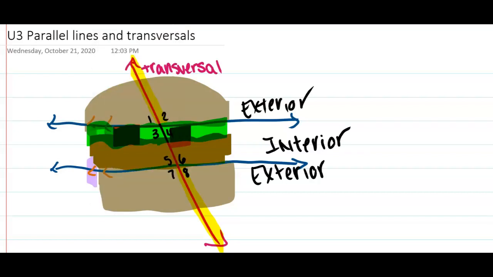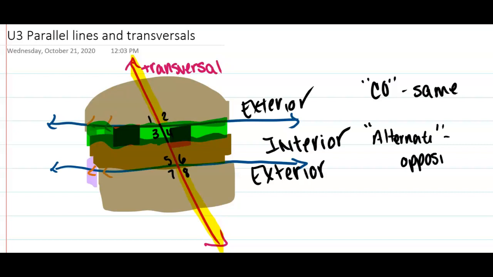All right, so when you're looking at the angles, you always want to base everything off of the transversal, and then we need to identify what your exterior angles are, what your interior angles are. Now, another thing I want to emphasize is the co and the alternate. Whenever you see the prefix co, it means the same. And in this case, we'll be talking about the same side of the transversal. And we see the word alternate. Alternate is opposite, or you switch the sides. So it's on opposite sides of the transversal.